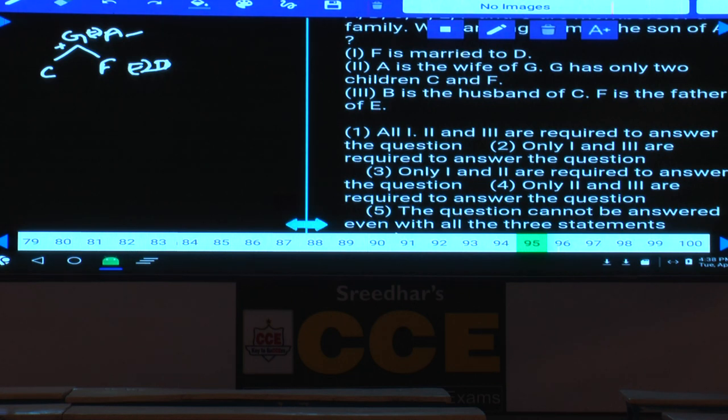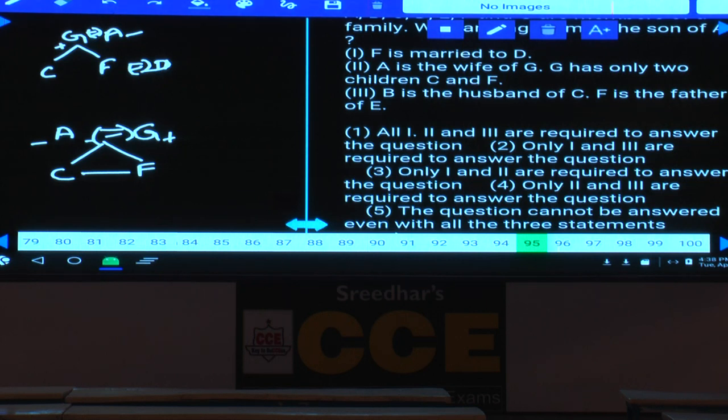Then next one, 2 and 3. Now in this 2 and 3, what is 2 here? A is the wife of G, can be written like this. A is a female, G is a male. Next one, G has only two children, C and F. This G is having two children, one is C and another one is F.